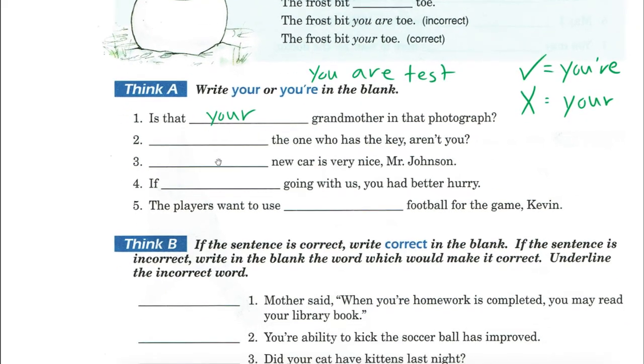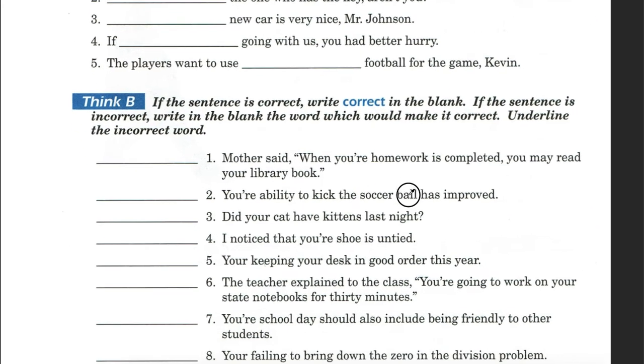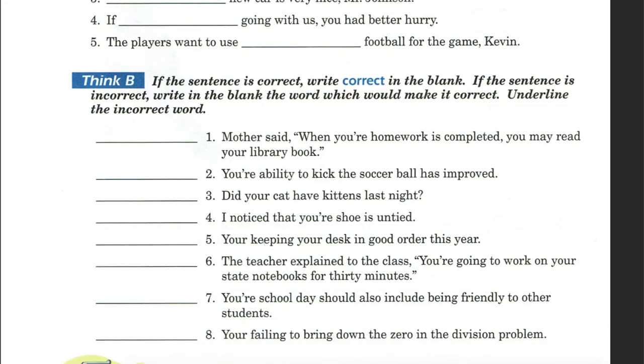Okay, just do the same thing for the next 4 questions. Think B, if the sentence is correct, write correct in the blank. If the sentence is incorrect, write in the blank the word which would make it correct. Underline the incorrect word. All right. Mother said when your, so you're trying to figure out if they're using your correctly in the sentence.